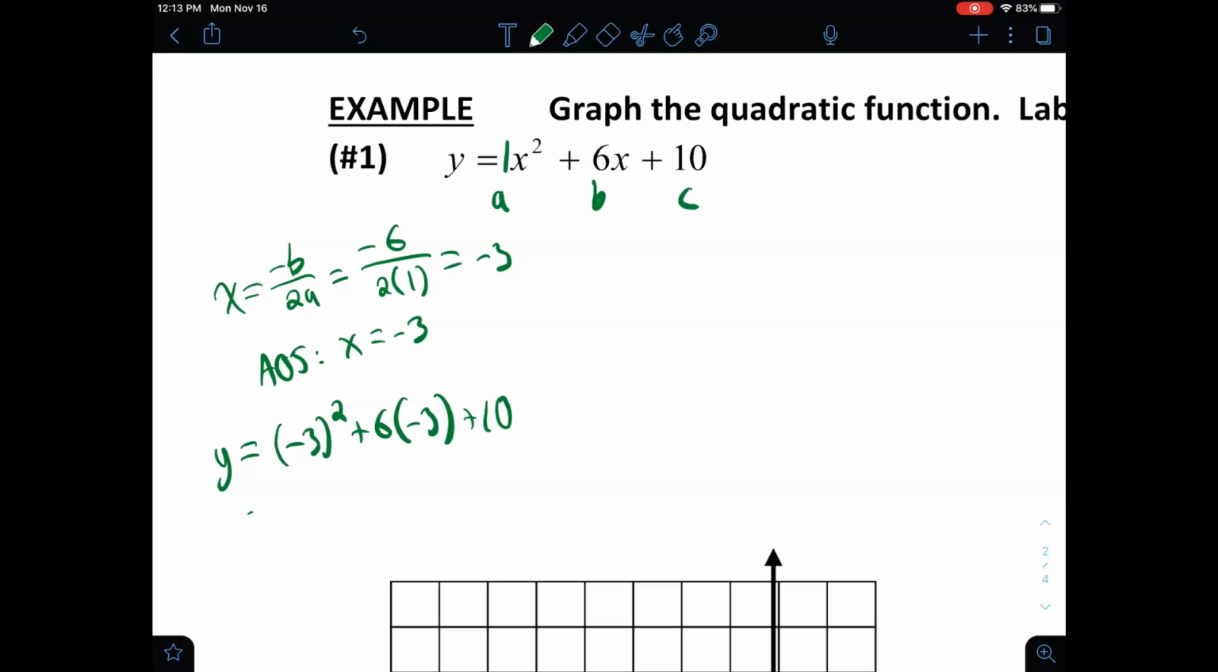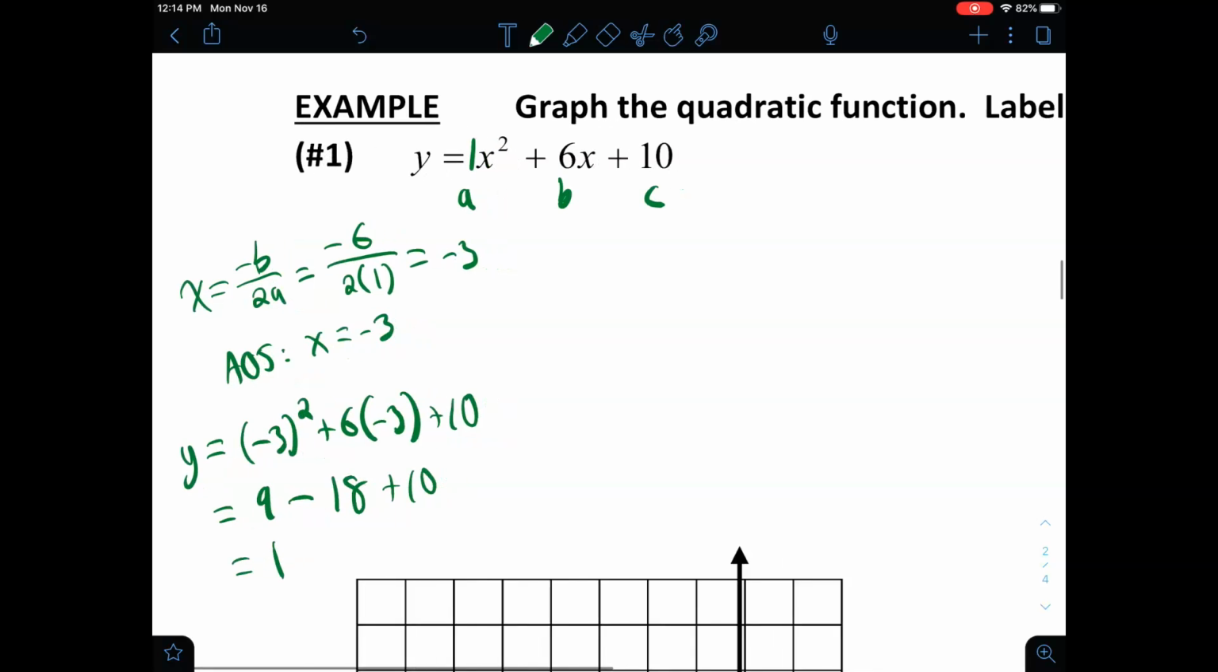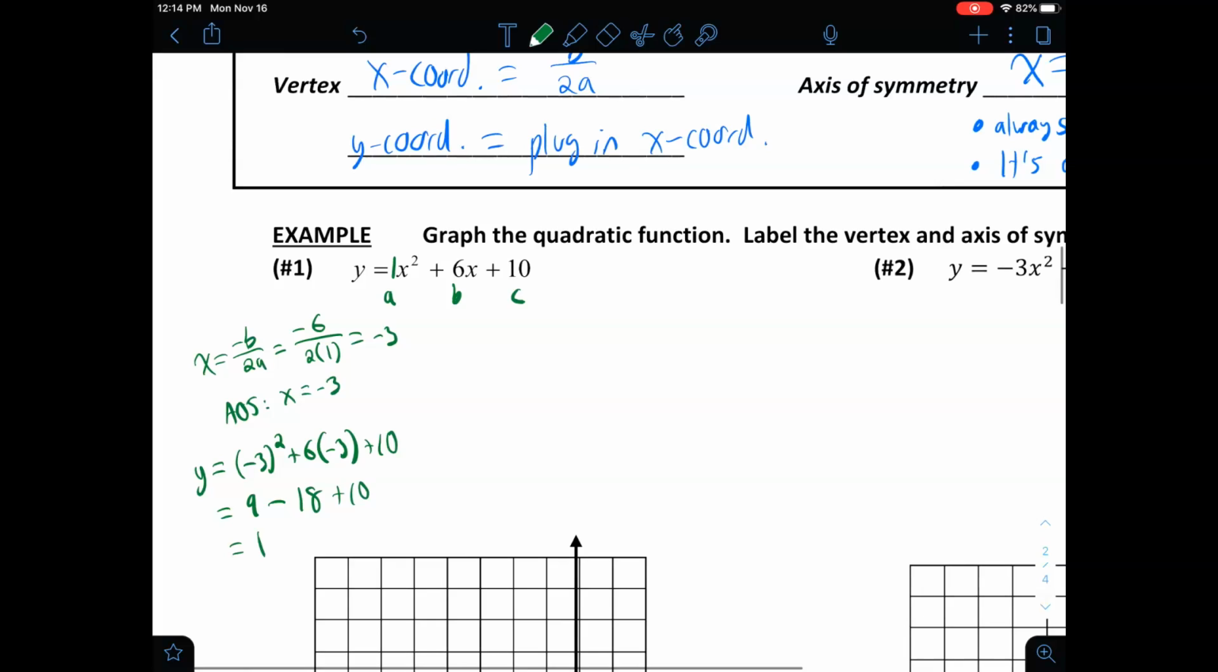Okay, it's kind of tricky because we have a lot of stuff to plug in here. So we got negative 3 squared is 9 minus 6 times 3 is 18 plus 10. And then we have 9 minus 18 is negative 9. Negative 9 plus 10 equals 1. So our vertex is negative 3, 1. So let's go ahead and make a table now.